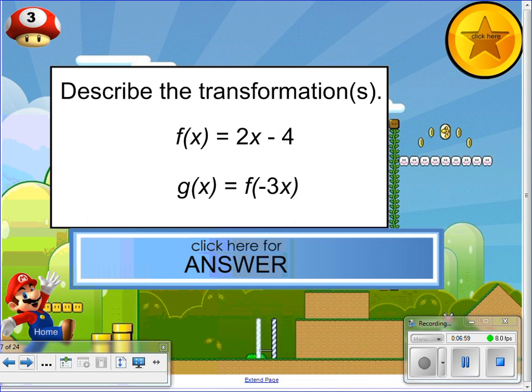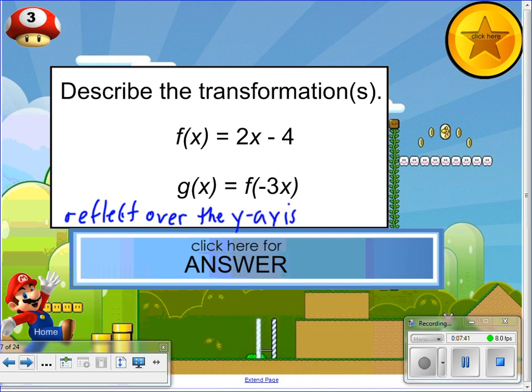Okay, so 7, again, describing the transformations that are happening. So, we actually have two transformations happening here. So we have our original function, which is f of x equals 2x minus 1. And then we have the transform function, which is f of negative 3x. Now, we have a negative, which is one transformation, and then we have the number 3, which is describing the next transformation. So the negative means that we're reflecting. And because the negative's on the inside, that's a reflection across the y-axis. So reflect over the y-axis.